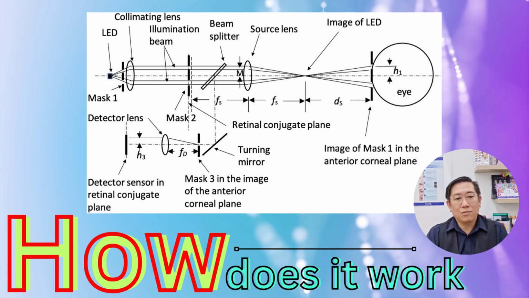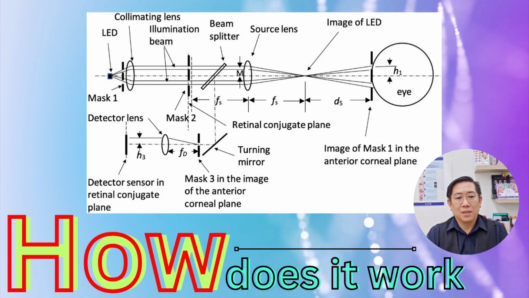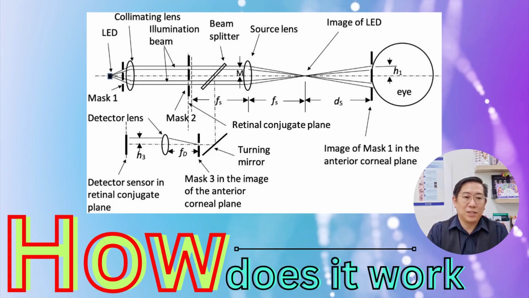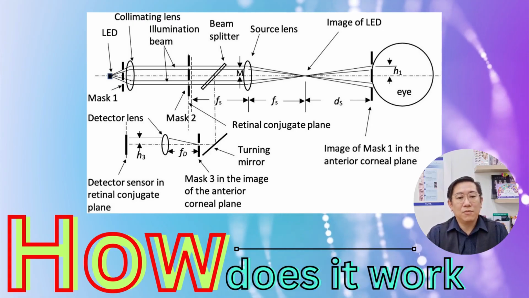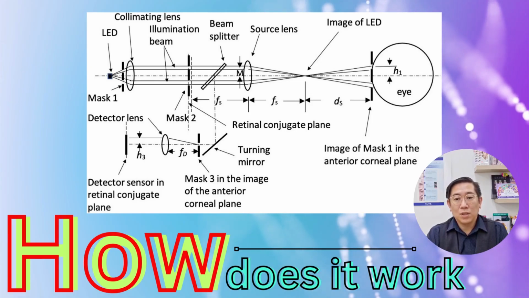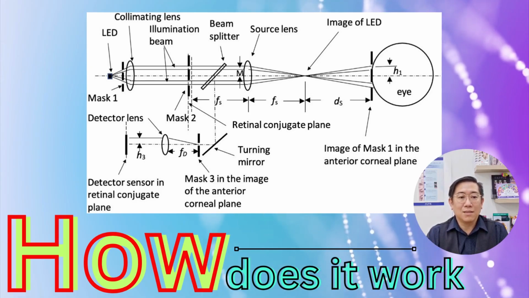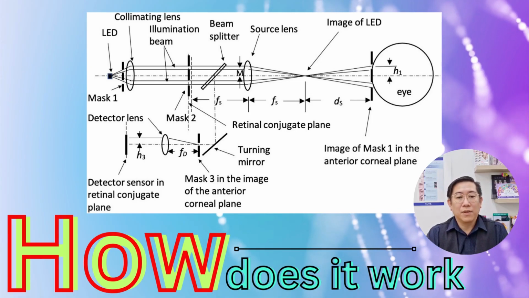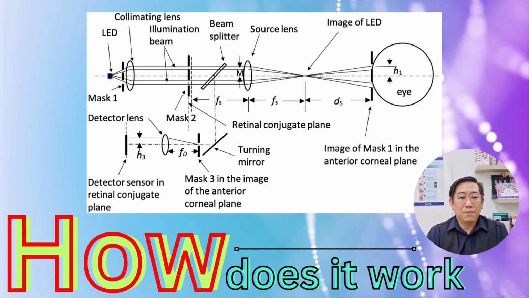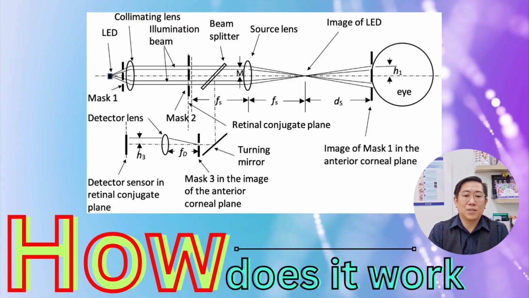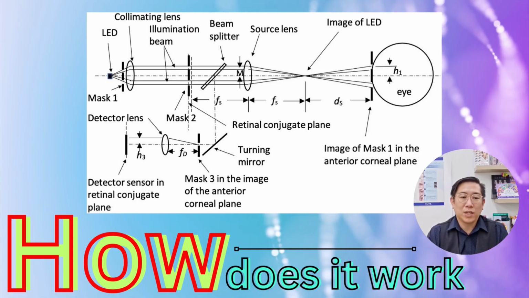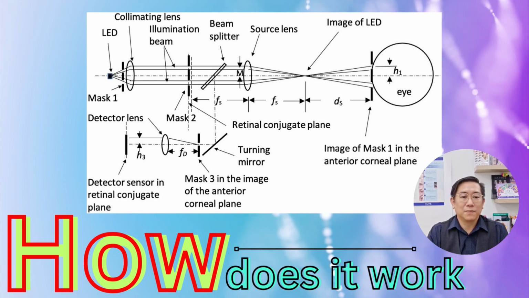Let's break it down step by step. Optical pathways. Okay, the first one will be the light projection. The process begins with the LED light source on the left, which passes through a collimating lens, creating a parallel beam of infrared light called the illumination beam. The beam first encounters mask 1, which contains a specific shape or pattern to project onto the retina.